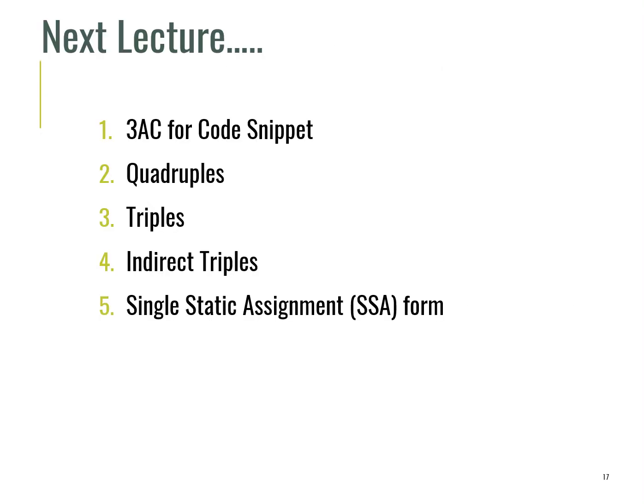In my next video, I will be explaining how to create 3AC for a code. Given a code snippet, how that code is converted into 3AC, that I will explain. What are the concepts of quadruples, triples, indirect triples, and what is SSA? All these concepts will be taken in the next lecture. These concepts are very important from the examination point of view. You can always expect a 10-mark question on either DAG or intermediate code representation or quadruples or triples, and yes, you can also expect a numerical on the same.